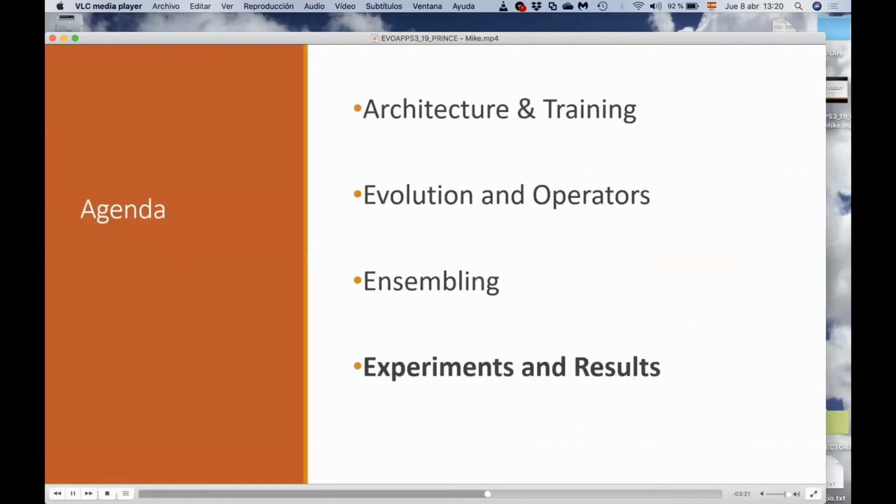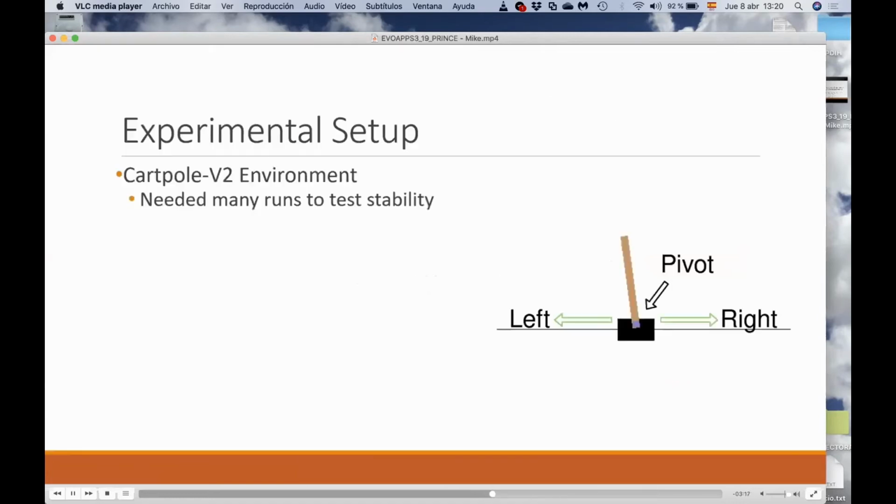We'll now move into our experimental setup and results. Since stability was a primary metric being tested, a fast environment is required. We used the Cartpole v2 environment, the harder one, which requires the algorithm to last for 475 time steps without letting the pole fall.